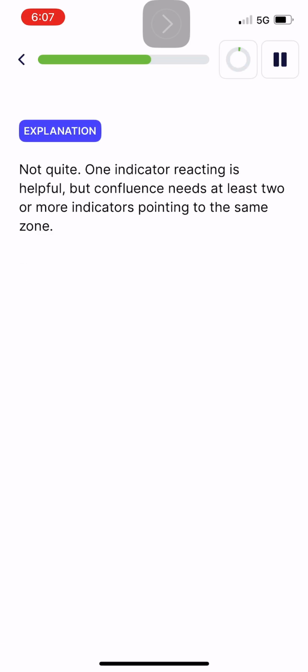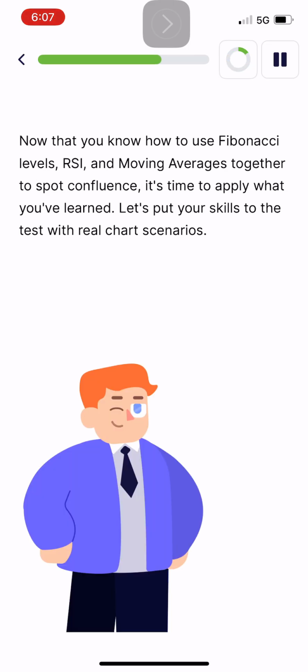Not quite. One indicator reacting is helpful, but confluence needs at least two or more indicators pointing to the same zone. Now that you know how to use Fibonacci levels, RSI, and moving averages together to spot confluence, it's time to apply what you've learned. Let's put your skills to the test with real chart scenarios.